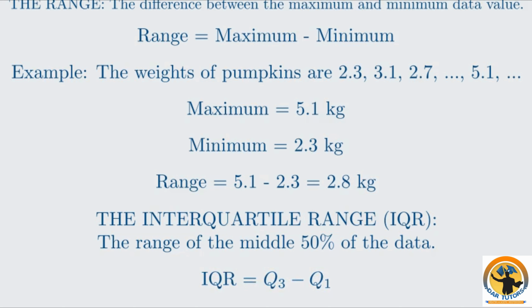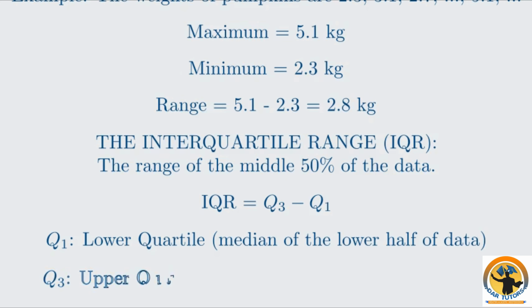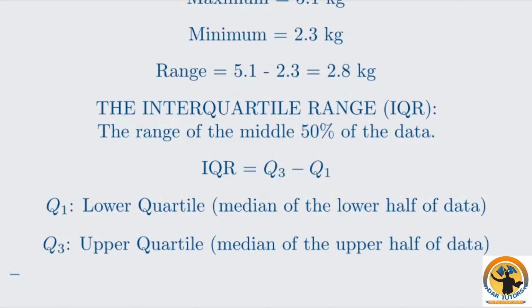To understand IQR, we need to first understand quartiles. The median splits the data into two halves. Quartiles split these halves into two again. The lower quartile, Q1, is the median of the lower half of the data. The upper quartile, Q3, is the median of the upper half of the data. The median itself is sometimes called the second quartile, Q2.